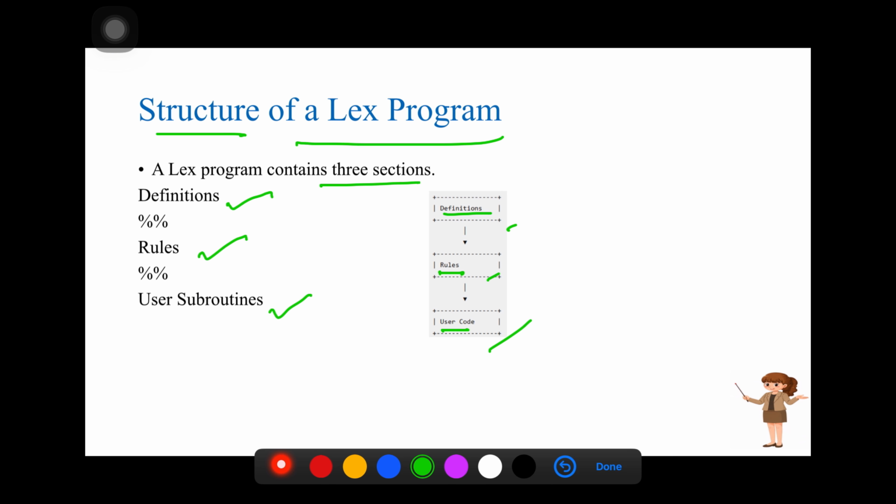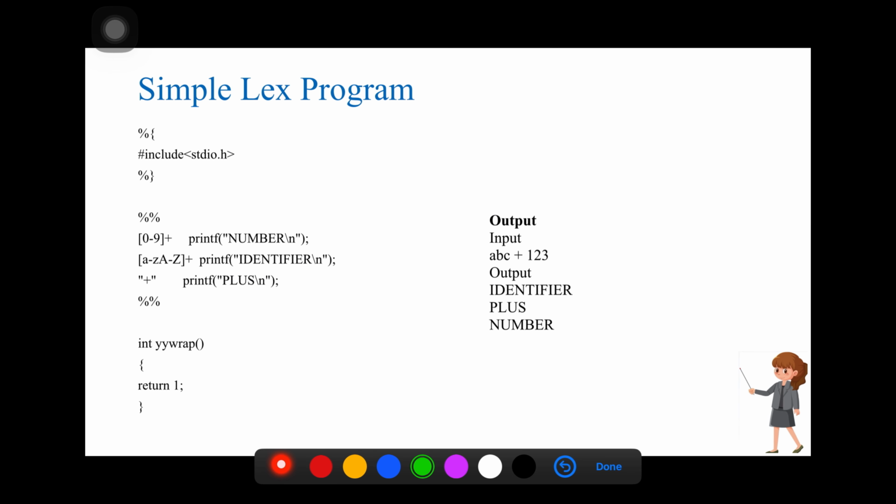We'll go to the next slide and see the sample Lex program. For example, #include <stdio.h> is a definition. And coming to the actions, printing number with printf, identifier with printf, plus operator. These are said to be the rules. And last are the user subroutines. int yywrap is the output here.